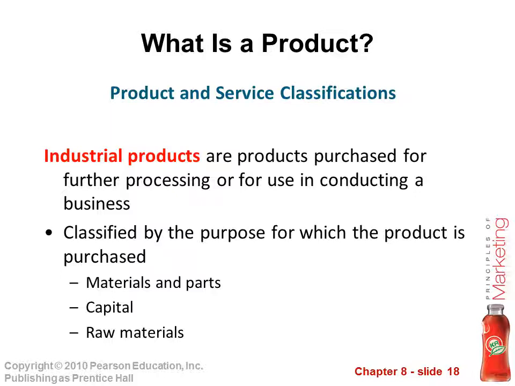The types of products include consumer products and industrial products. The second major type is industrial products, which are products purchased for further processing or manufacturing, or for use in conducting a business. They are classified by the purpose for which the product is purchased, like materials and parts, capital items, and raw materials.